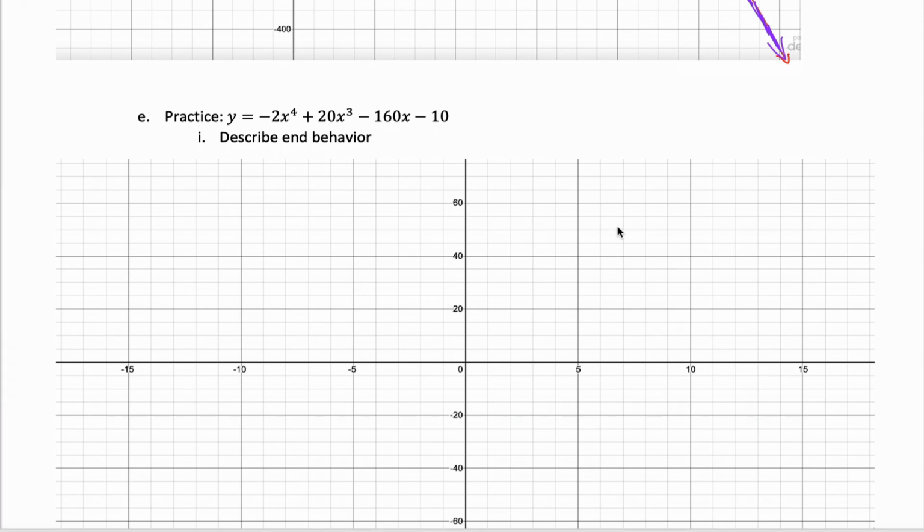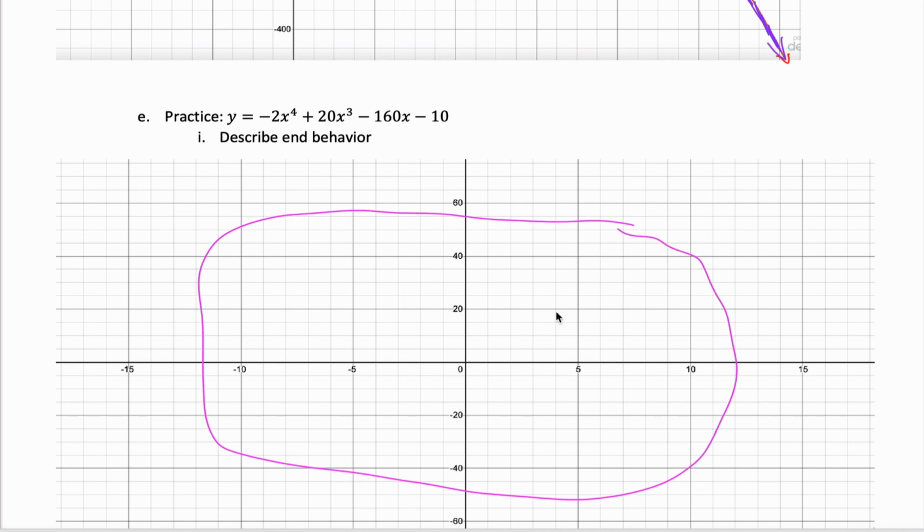So we're not going to concern ourselves at all with what happens in the middle of the graph. But we are going to wonder, does this graph go up when we go to the right or down when we go to the right? Does this graph go up when we go to the left or down when we go to the left? And we can figure all of that out just by looking at the equation. Specifically, the first term of the equation, the term with the largest degree. I don't care about this 20x cubed or this negative 160x or this negative 10. All I care about is negative 2x to the fourth.